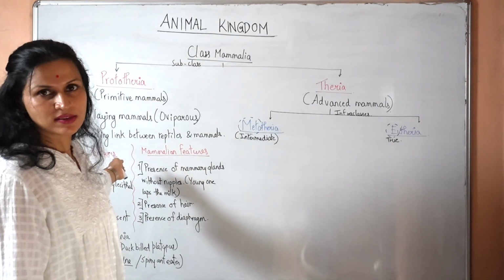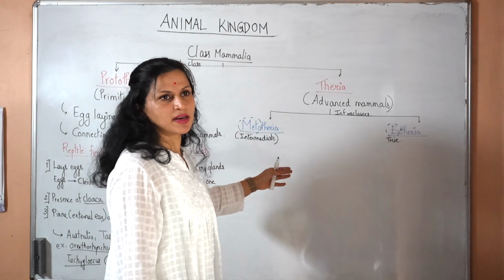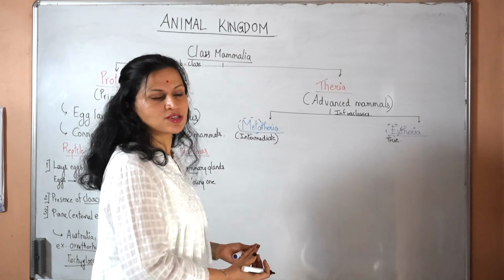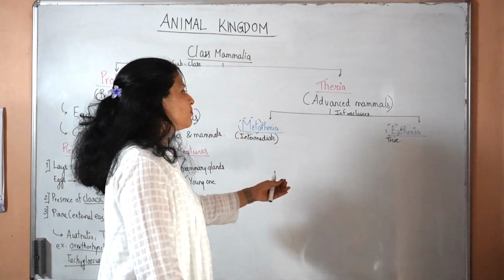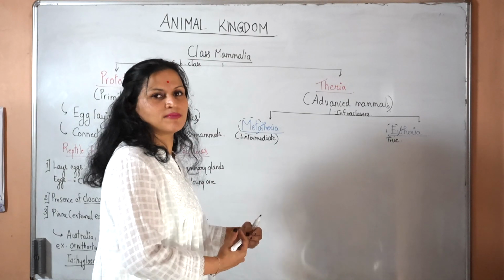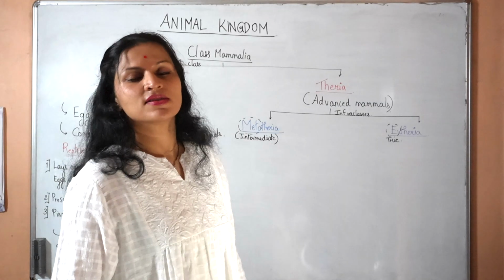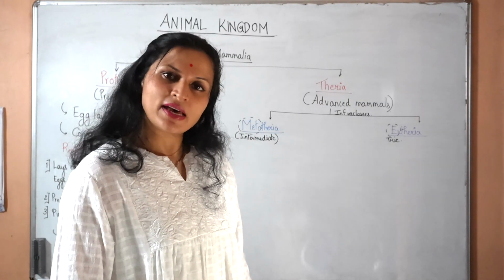Prototherians were oviparous mammals. Both of these are viviparous mammals. They both give rise to young ones. They both have mammary glands to nurse their young ones. But why are Metatherians intermediate mammals and why are the Eutherians true mammals? It is because of the differences in their placenta. You know what the placenta is?